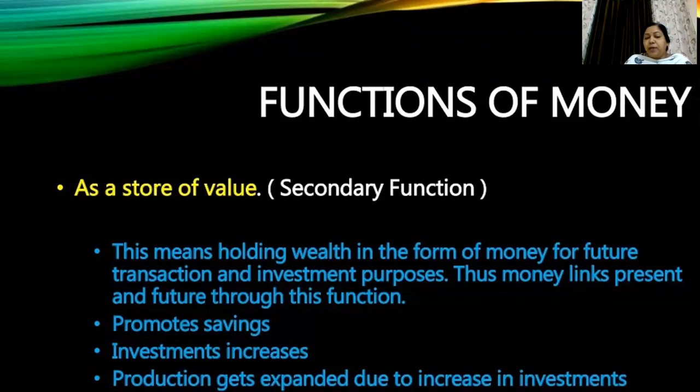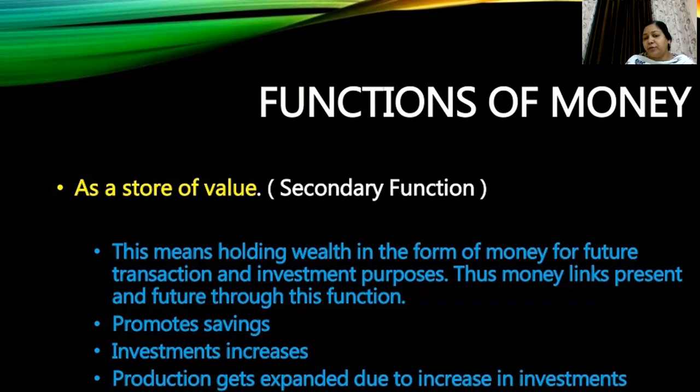It maximizes the consumer's and the producer's satisfaction. Since all goods and services are valued in terms of money, it is possible for a consumer to maximize his or her satisfaction by equalizing the marginal utilities of the various goods consumed. Similarly, all the factors of production are valued in monetary terms, so it becomes possible for the producer to maximize production by equalizing the marginal productivity of the different factors of production.